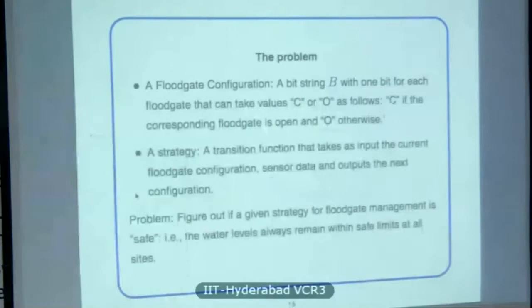So these are the problems. This is a formal statement of the problem. A floodgate configuration is a bit string B, with one bit for each floodgate that can take closed or open values. And what is a strategy? The strategy is a transition function that takes as input the current floodgate configuration and the sensor data, and outputs the next configuration. For example, right now all gates are closed; open gate 1, 4, and 7. So that's the transition that we are talking about. The problem of verification is to figure out whether a given strategy for floodgate management is safe, that is, the water level always remains within safe limits at all the sites.